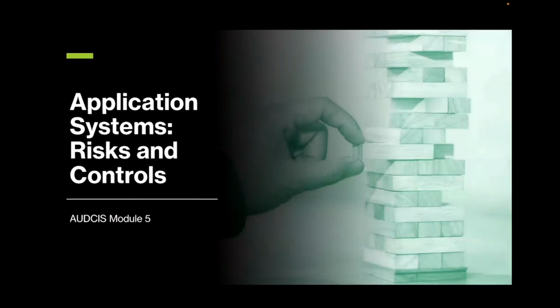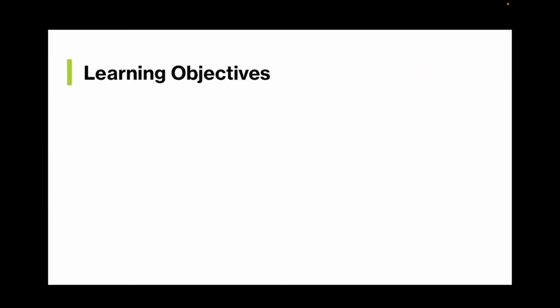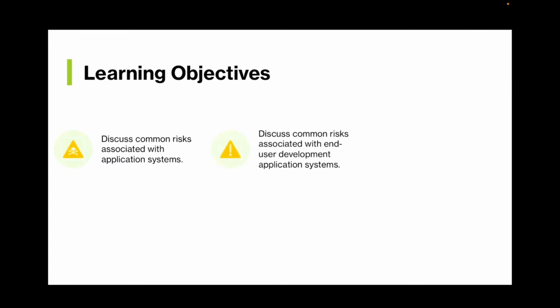Okay, so we'll be starting with AUDCIS Module 5, which is Application Systems, Risks and Controls. So first, let's look at our learning objectives. First one is to discuss common risks associated with application systems. Next, discuss common risks associated with end user development or end user computing application systems.